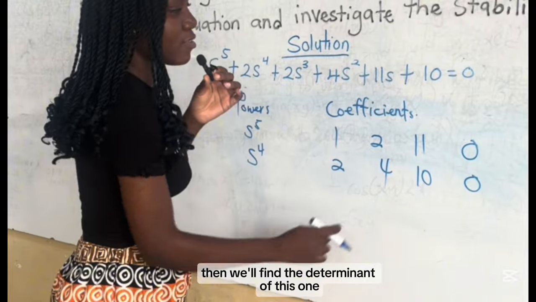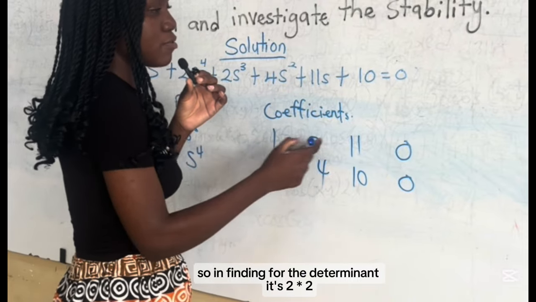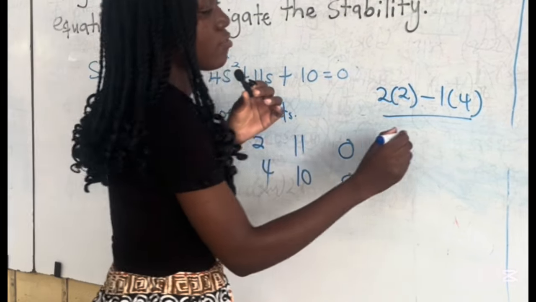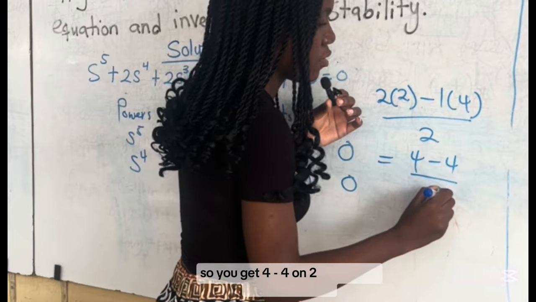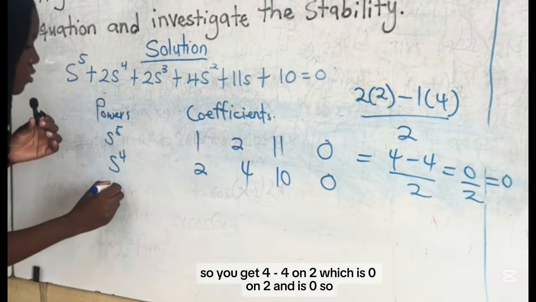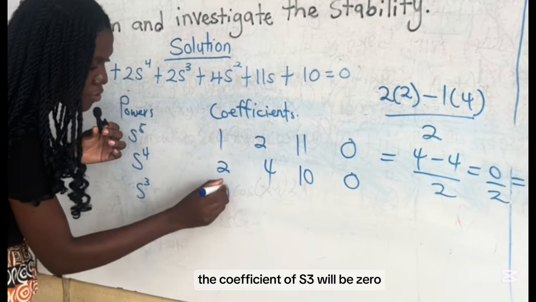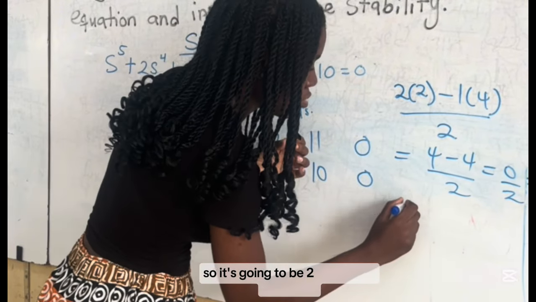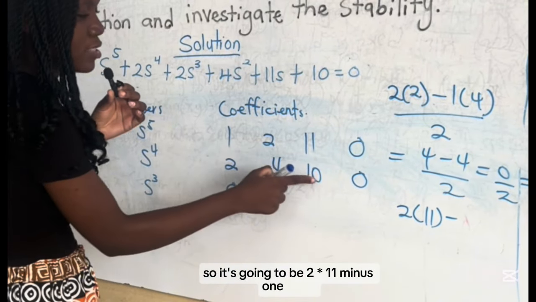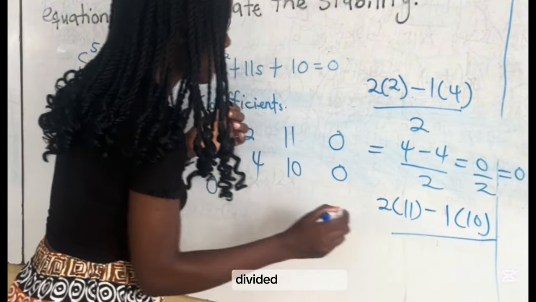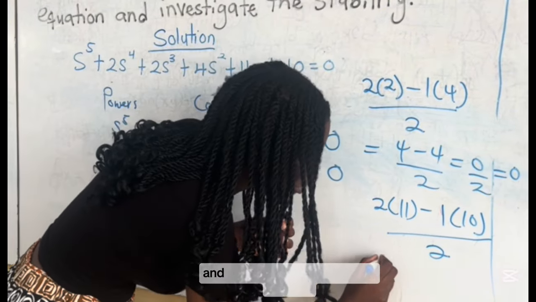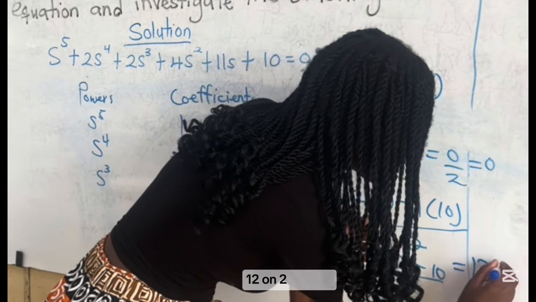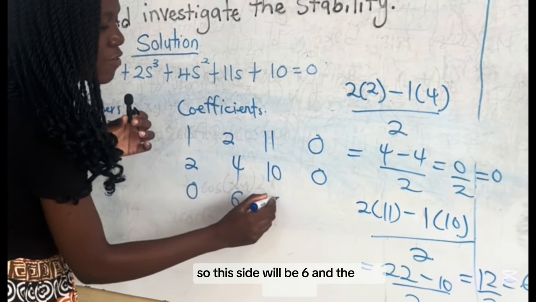Then we'll find the determinant of this one. In finding the determinant, it's 2 times 2 minus 1 times 4, divided by this 2. So you get 4 minus 4 over 2, which is 0 over 2, and it's 0. So the coefficient of S^3 will be 0. Then you pick this side and this side, and use it to find the determinant. So it's going to be 2 times 11 minus 1 times 10, divided by this 2. And you get 22 minus 10 over 2, which is 12 over 2, and it's 6. So this side will be 6, and the rest will be 0.